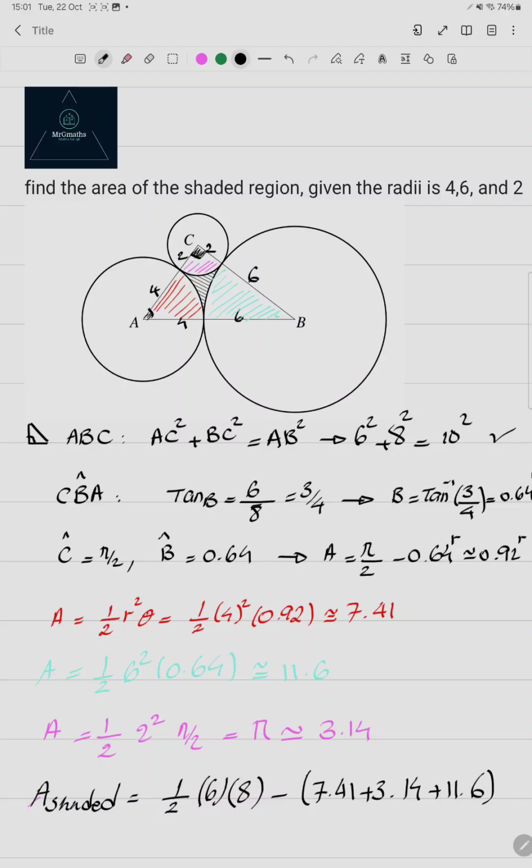If you do that calculation, hopefully you would get roughly 24 minus, if you add those up, around 22.14, which is about 1.86 centimeters squared.